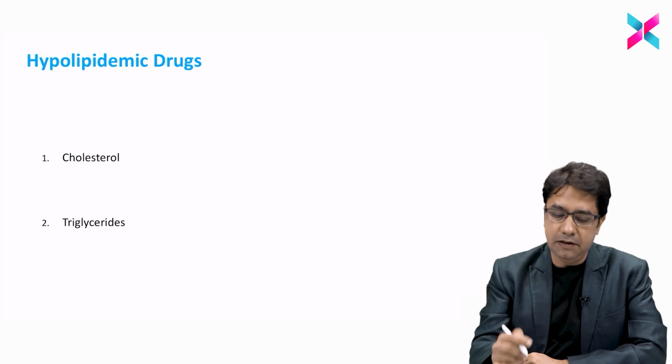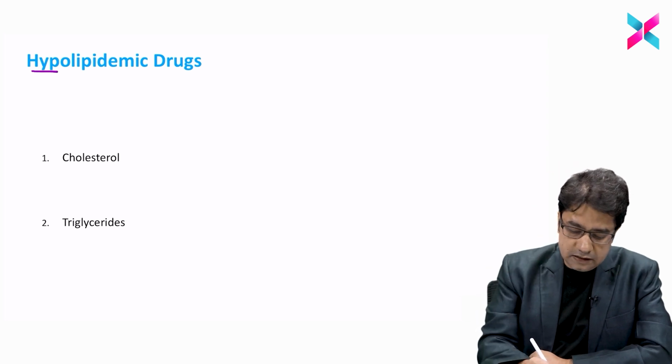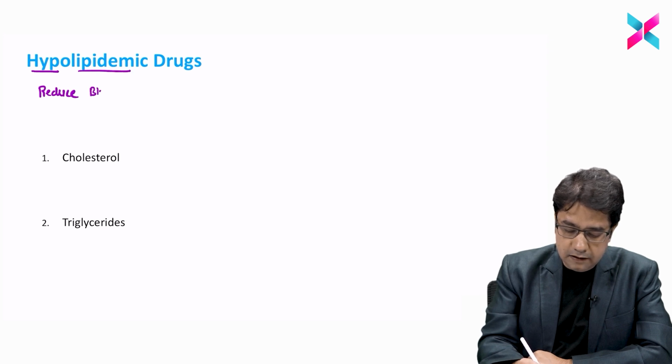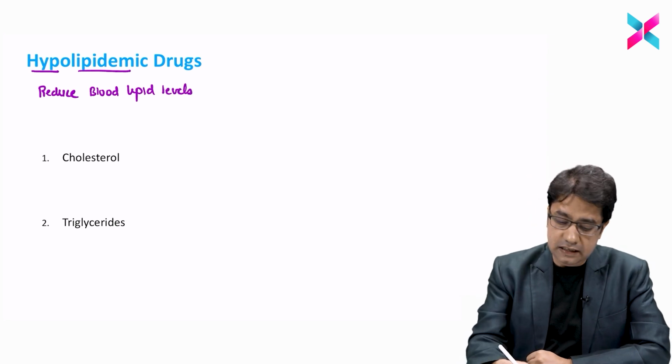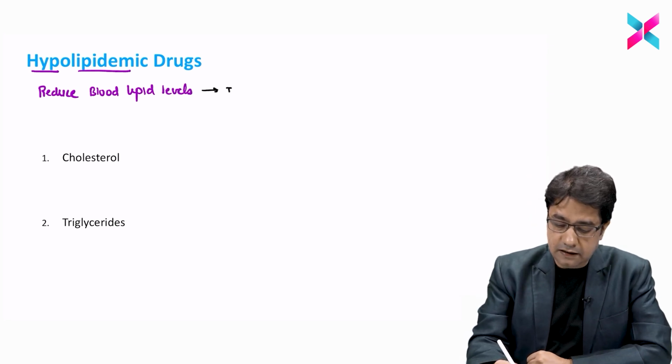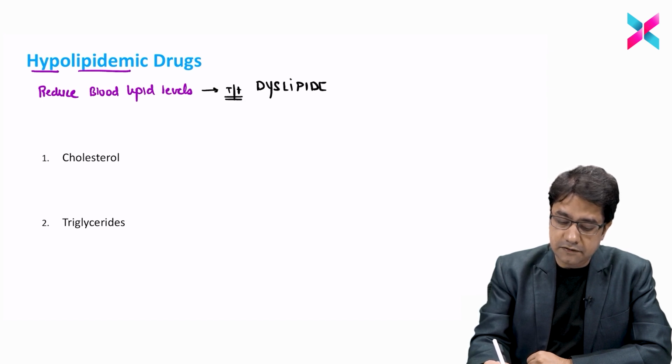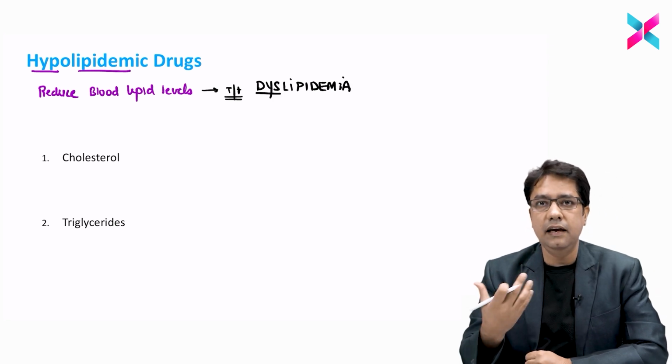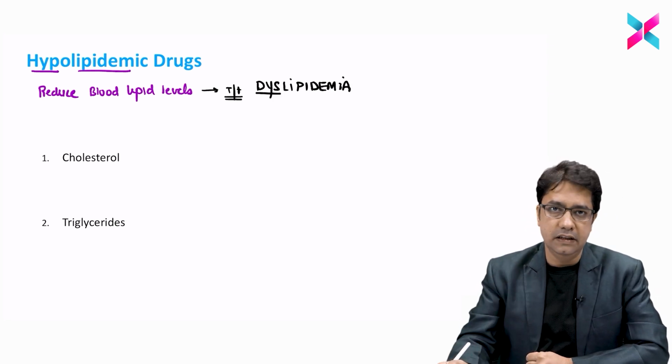Hypolipidemics. As the name tells you, hypo means they reduce, lipidemic means they reduce blood lipid levels. That is why these drugs are given in the treatment of dyslipidemia. Now, dyslipidemia means when there is abnormal (dys means abnormal) increase in blood lipid levels.